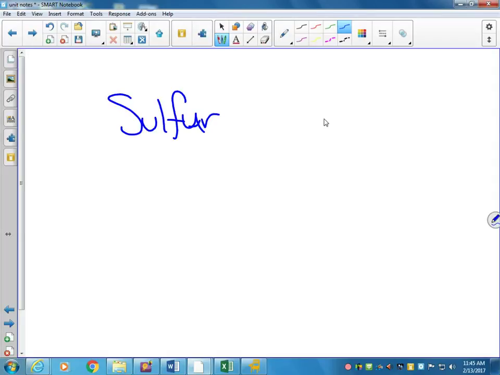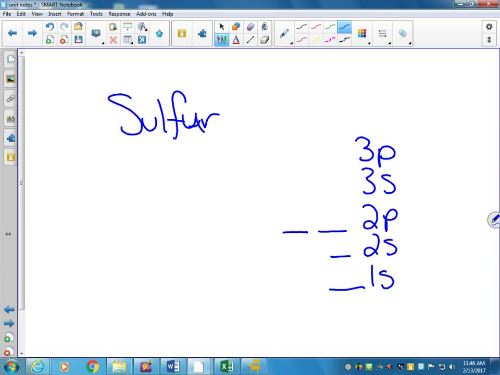Now, sometimes I'll ask you for orbital notation, sometimes I'll ask you for electron configuration. So you need to know the difference between them. Okay? So I would write 1s, 2s, 2p, 3s, 3p. Where there's s's, I draw single lines. Where there's p's, I draw 3 lines. How do I decide how many electrons I draw? Atomic number, that gives us the number of protons, right? So sulfur has 16 protons.